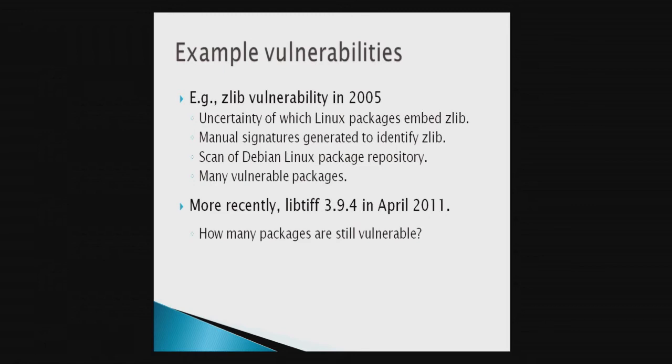Debian wanted to know which software embedded zlib. They didn't know, but they just assumed that there was a lot of software out there in their package repository that embedded this vulnerable library, making all these packages insecure. So what Debian did, Debian Linux, is that they created manual signatures to identify this particular library. Then they did a scan of the package repository, all the binaries in that repository, to identify that embedded code. They actually created a ClamAV signature, so a virus signature, and used antivirus software to detect it, which is sort of interesting. They did find that there were many vulnerable packages.